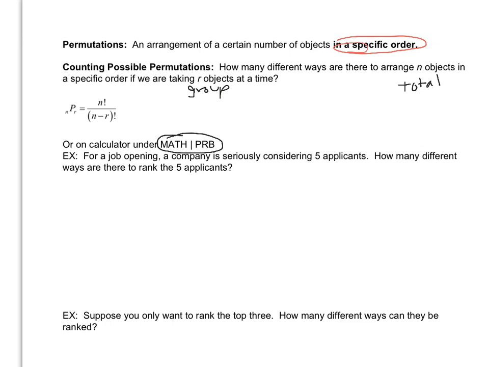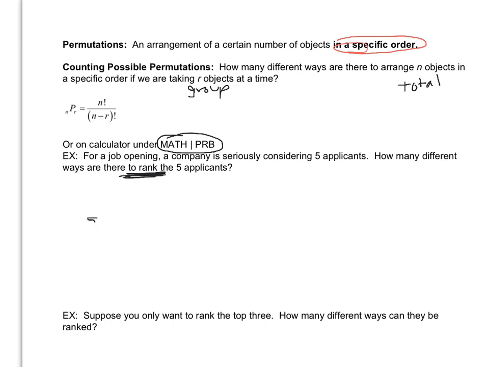So the first thing we have to do is make sure that it is a permutation. We have to make sure we do want something in an order. So this first example says: for a job opening, a company is seriously considering 5 applicants. How many different ways are there to rank the 5 applicants? So this idea of ranking actually does matter, because if we're ranking the people, then of course it's going to matter because the first person is going to be the first on our list and the second person second, versus just a random grouping.